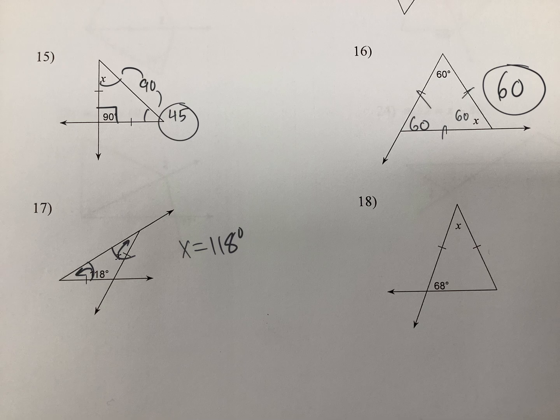Number 18. Which two angles are the same? These two. So that's 68 and 68. So subtract that from 180 and you get 44. Please circle your answers when you're done.